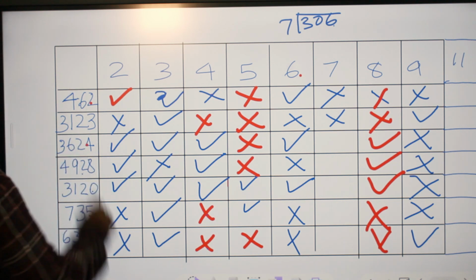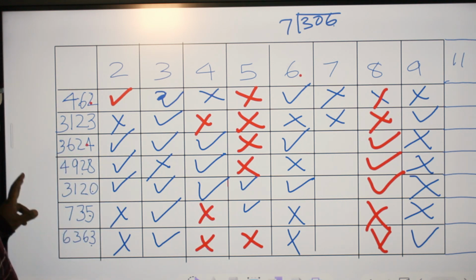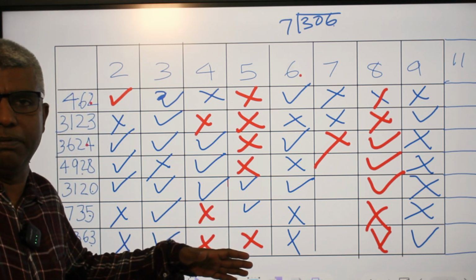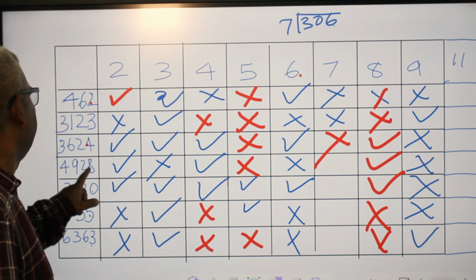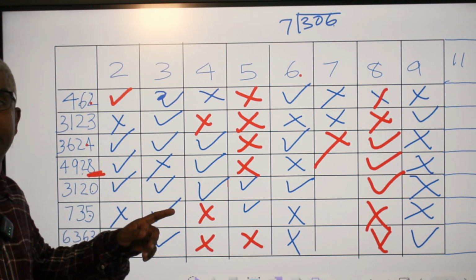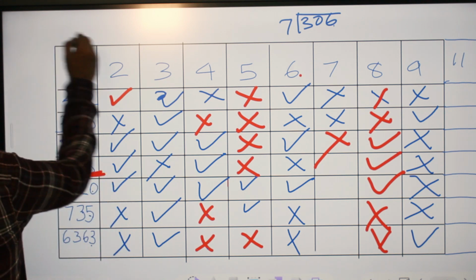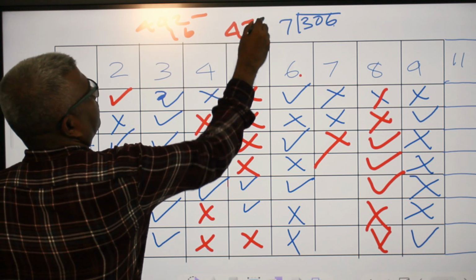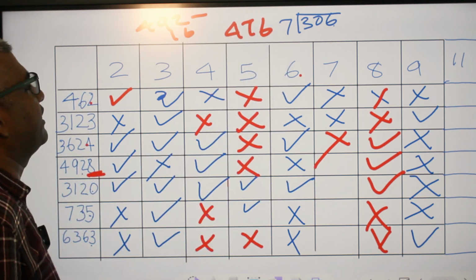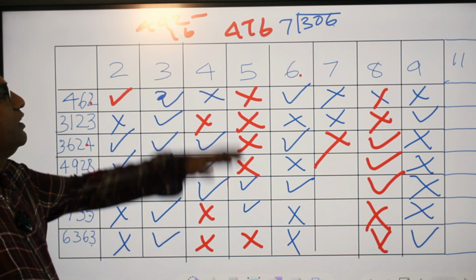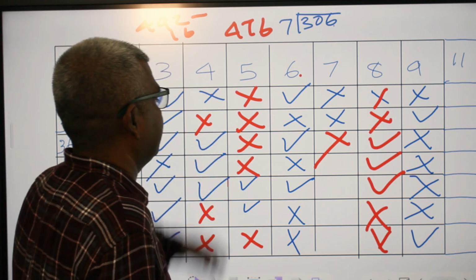3624: 4 multiplied by 2 is 8. 362 minus 8 is 354. 354 is not divisible by 7. Why? Because 350 is divisible by 7, only 4 will not be. 4928: 8 multiplied by 2 is 16. 492 minus 16 is 476. 476, check it out: 350, 420, 455, 462, 469, 476 is divisible.